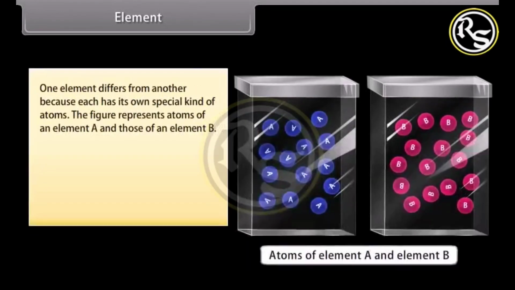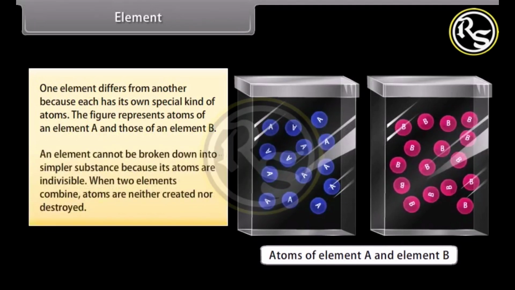One element differs from another because each has its own special kind of atoms. The figure represents atoms of an element A and those of an element B. An element cannot be broken down into simpler substance because its atoms are indivisible. When two elements combine, atoms are neither created nor destroyed.